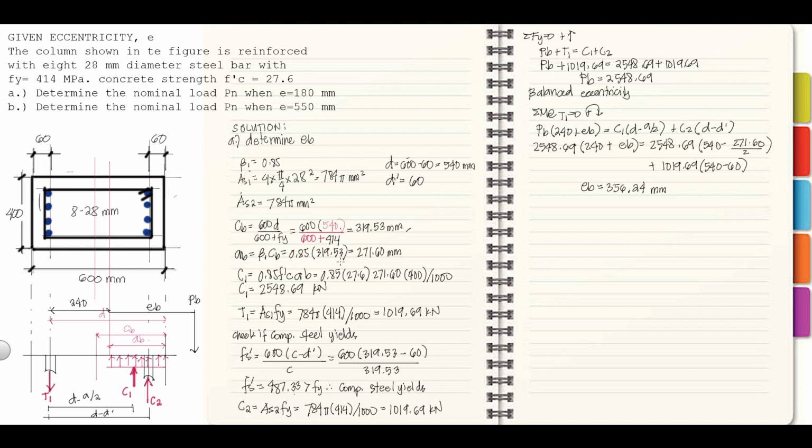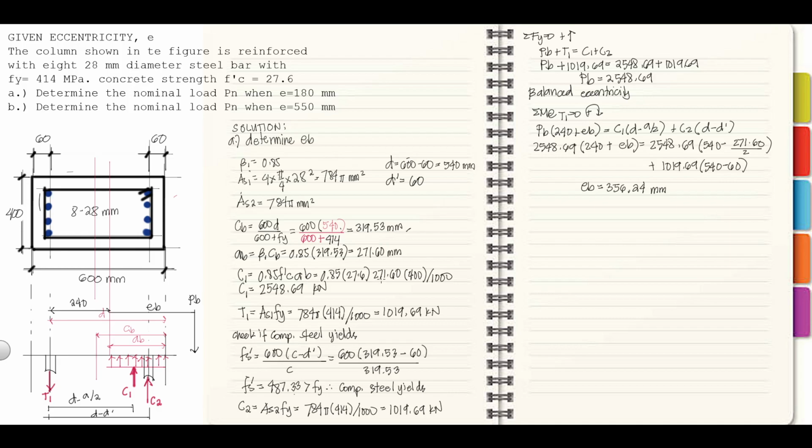Okay, for c1 now, we get ab, so we can now solve c1. Compressive force due to the concrete, so that is c1. So 0.85 f'c ab. Lagyan natin lahat ng value needed. So 0.85, f'c given, that's 27.6.